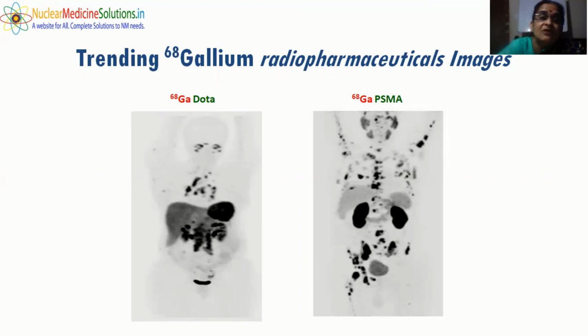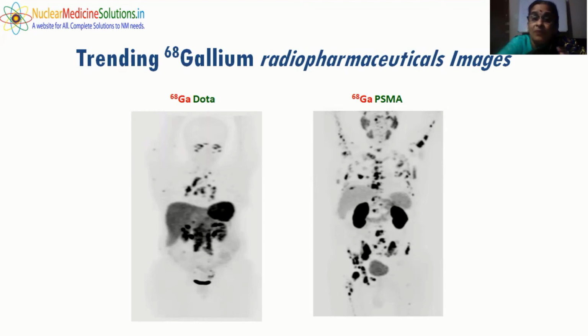The first one, DOTA, is the neuroendocrine agent: DOTATOC, DOTATATE, DOTANOC. So many forms of this DOTA are for neuroendocrine tumor tracers, and the PSMA is for the prostate-specific membrane antigen. So these two are the trending radiopharmaceuticals, as I can say.